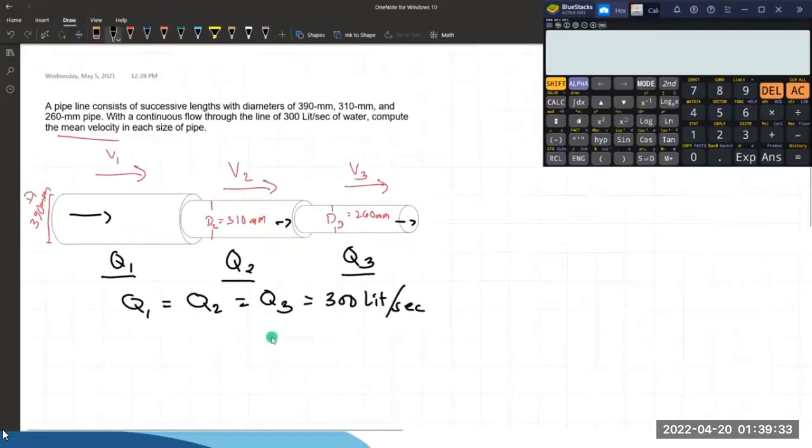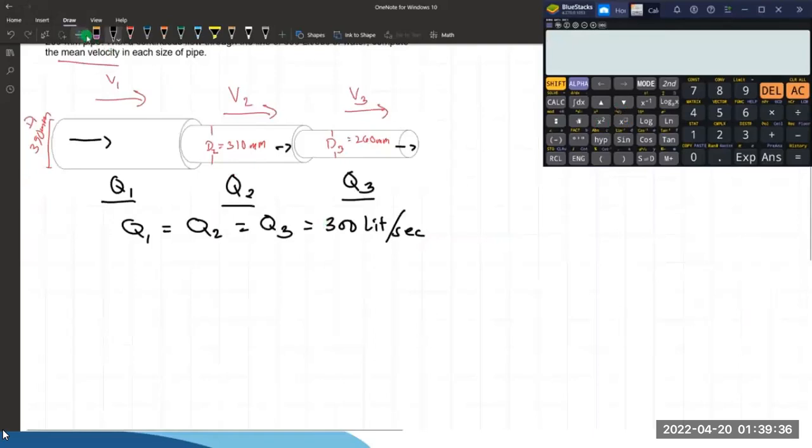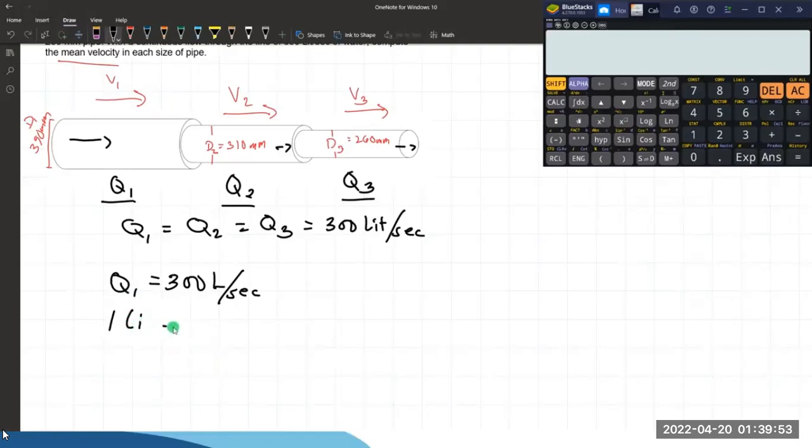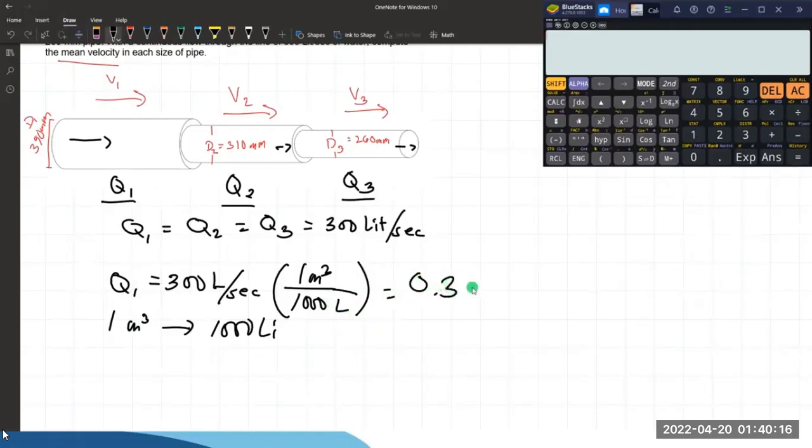Okay, so given the flow rate of 300 liters per second, let's convert that first to cubic meters per second. So the conversion factor is that for 1 cubic meter, we have 1000 liters. So to convert this to cubic meters, that's to be divided by 1000. So we have 0.3 cubic meters per second for the value of discharge.